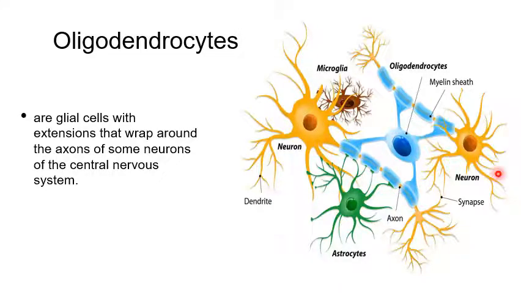Most usually they wrap around multiple neurons, and these extensions are rich in myelin. So they form the myelin sheaths in neurons. Again, the purpose of the myelin sheath is for the efficient transmission of signals.